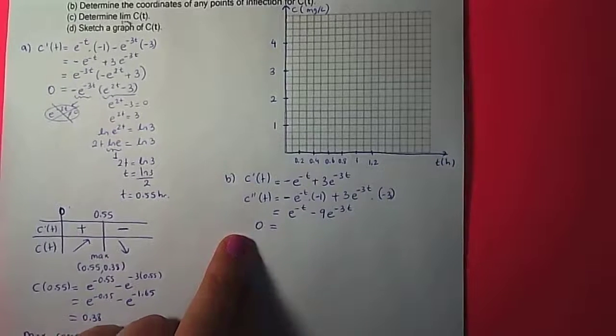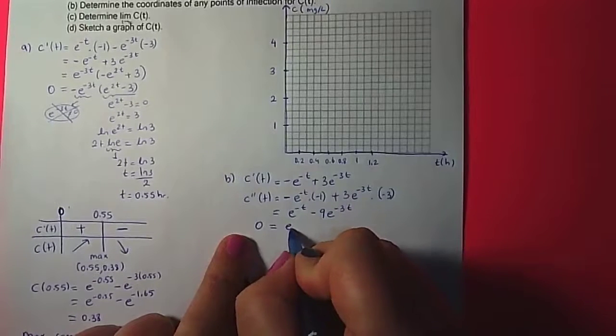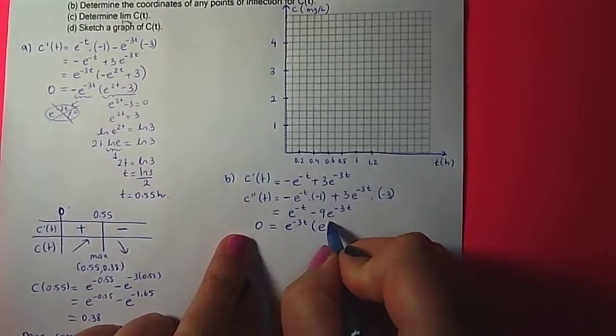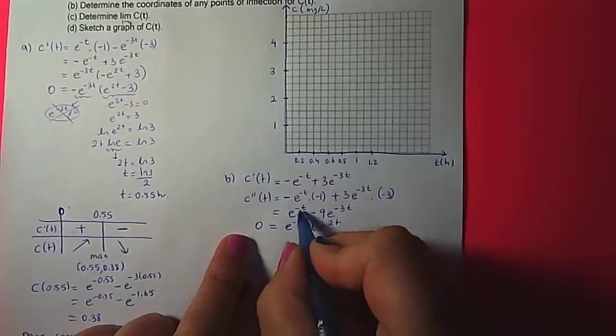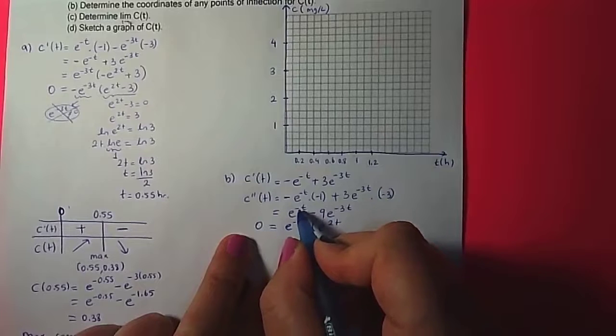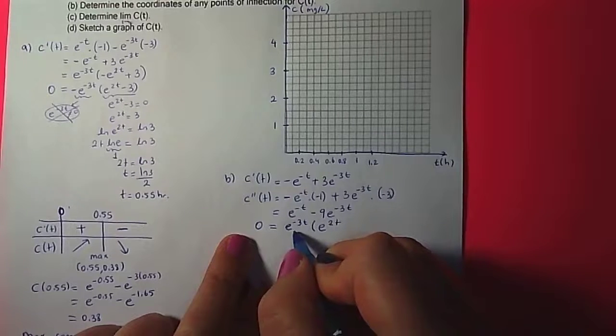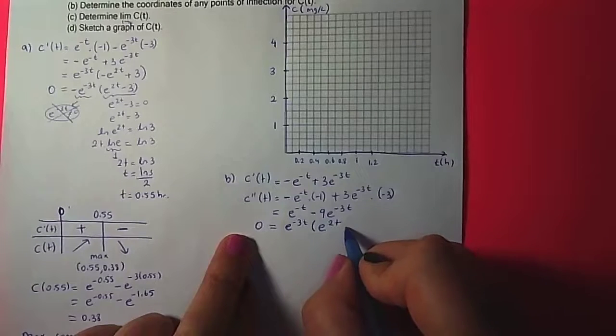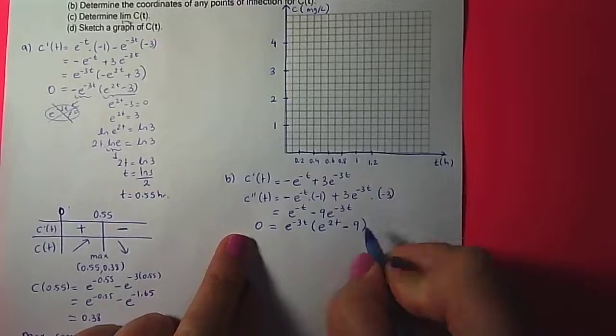Again, to find the points of inflection, we need to find the zeros of the second derivative. So we are going to factor this. E to the power of negative 3t is a common factor, and we get e to the power of 2t. Again, you are dividing e to the power of negative t by e to the power of negative 3t, therefore you are subtracting the exponents. So minus 9 we get.